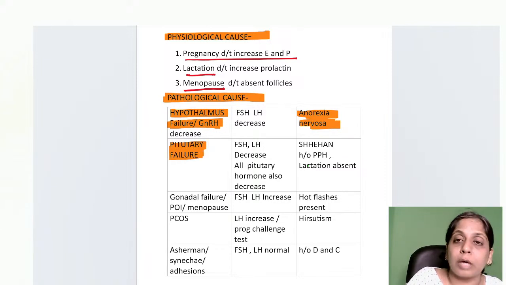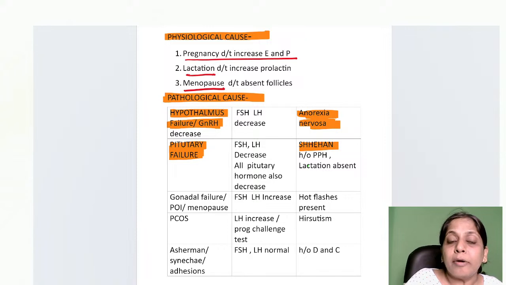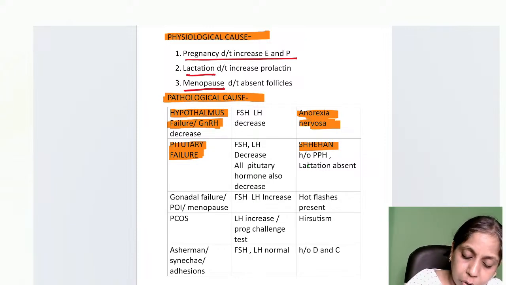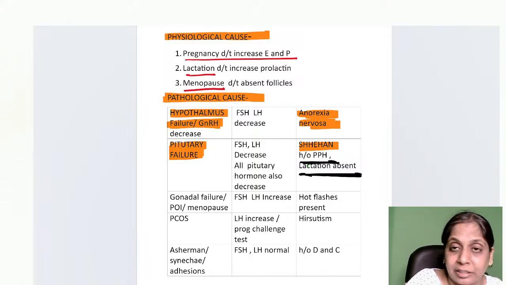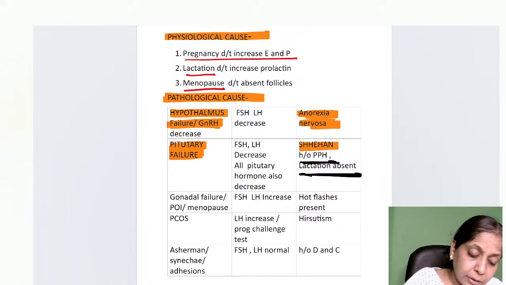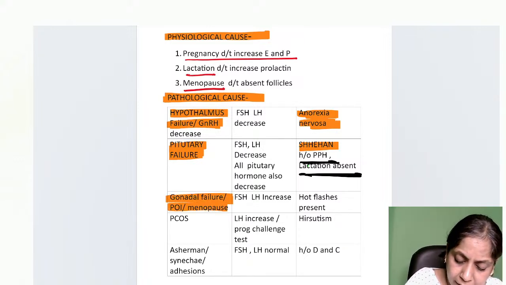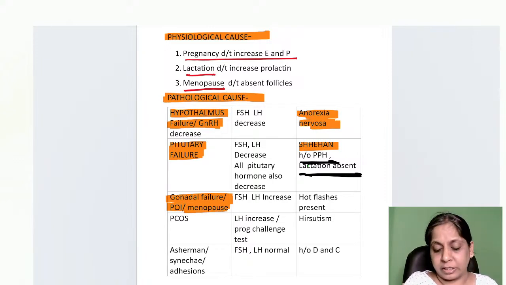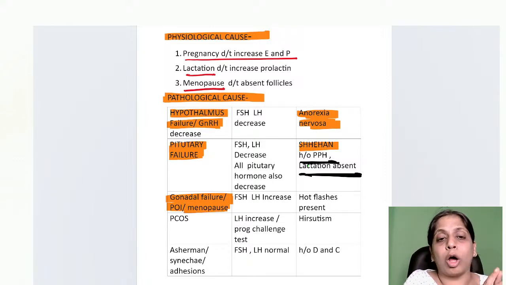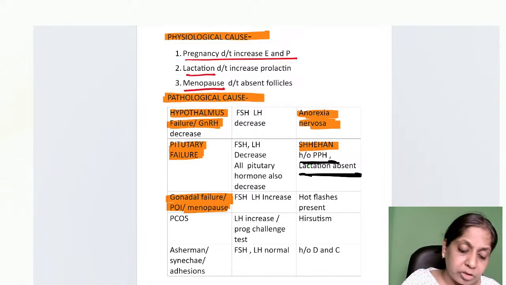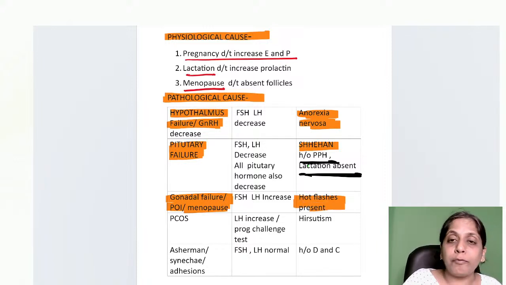If the pituitary stops releasing FSH, that is seen in Sheehan syndrome, where they will characteristically give you a history of APH and the lactation will be absent, and all the hormones which are produced by the pituitary are not produced. Then there is gonadal failure, primary ovarian insufficiency or menopause. In all of these conditions, FSH and LH increase, and the history which the patient gives is hot flushes.